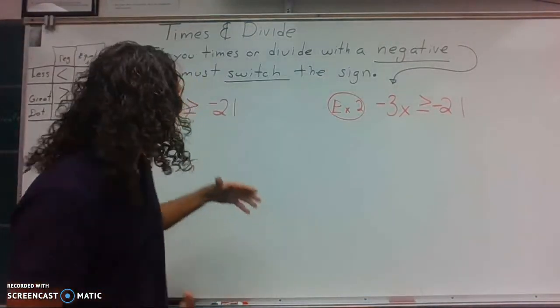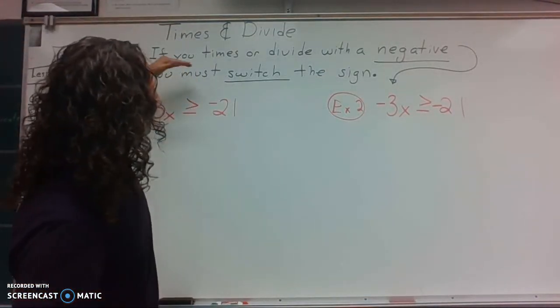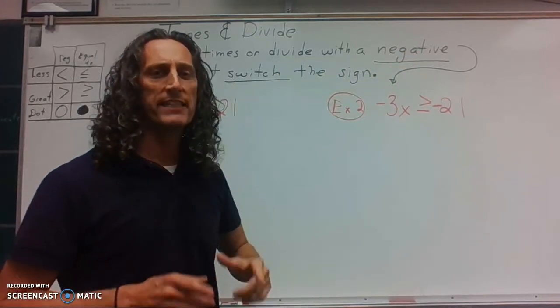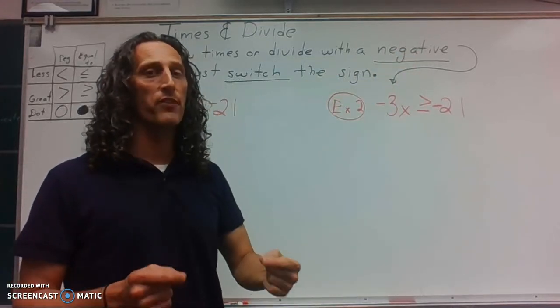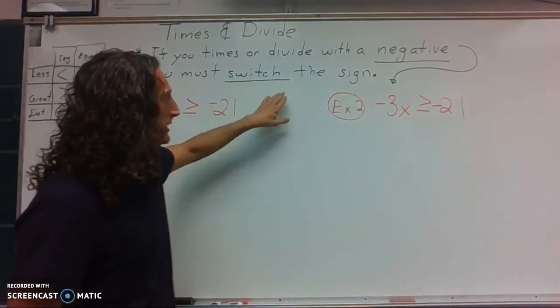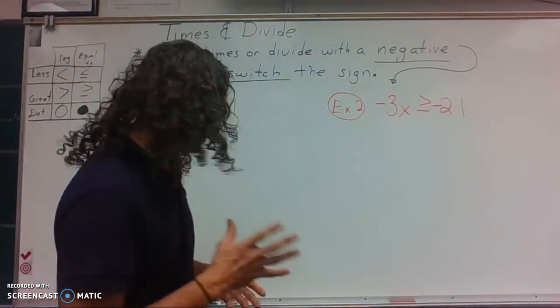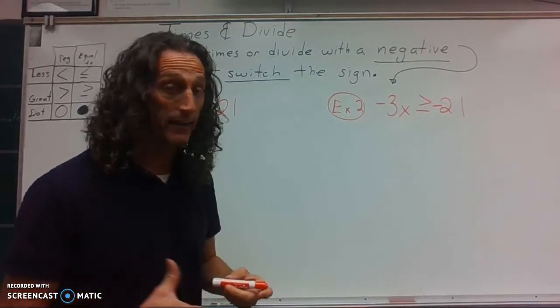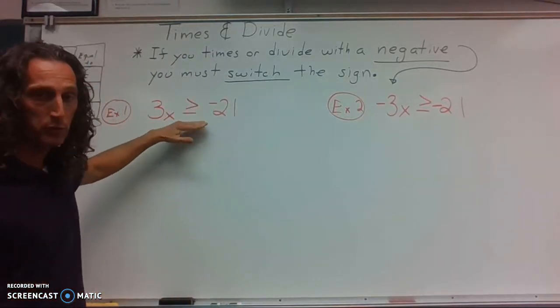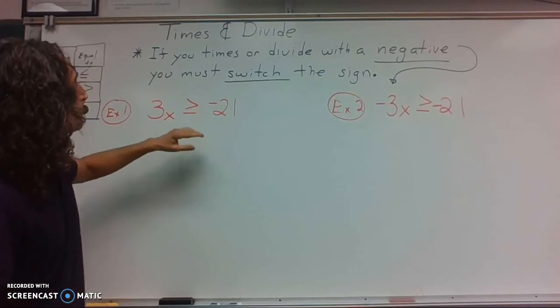Okay, so now that you have this copied down, if you times or divide with a negative, and be very careful, it's if you times or divide by the negative, you must switch the inequality sign. Now here's what I'm talking about when I say by, right? Over here I have 3x is greater than or equal to negative 21.